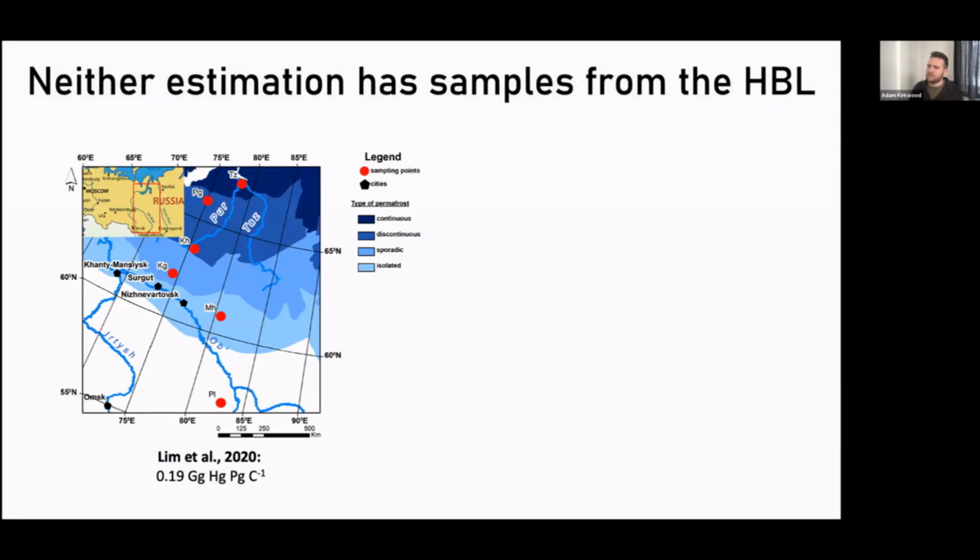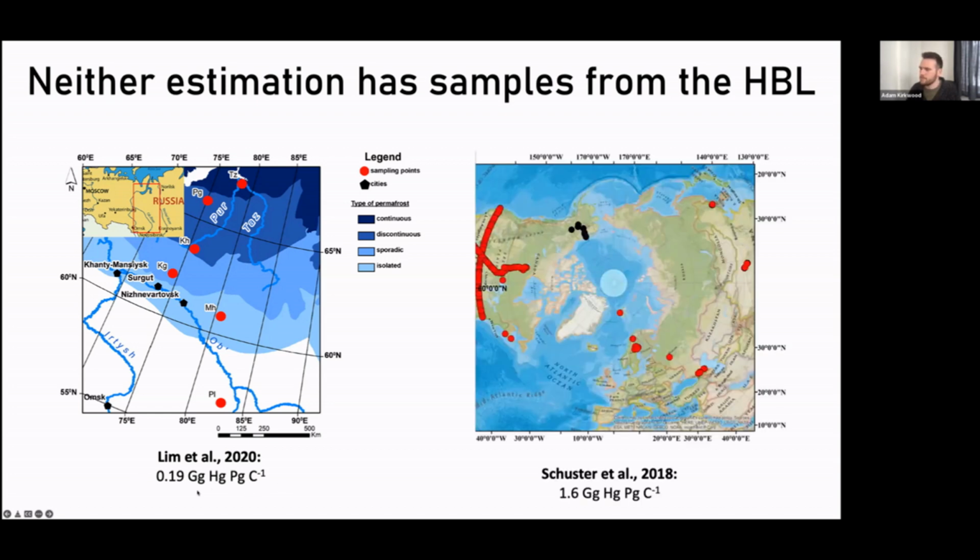This is the map of samples that Lim et al. 2020 used for their circumpolar estimation. They have 6 cores from northeastern Russia, and they find a mean mercury to carbon ratio of 0.19 gigagrams of mercury per petagram of carbon.